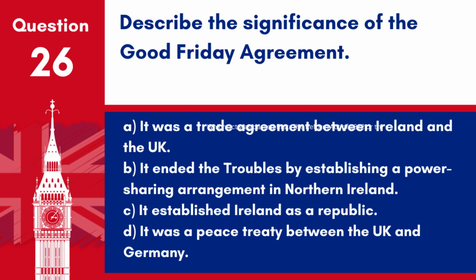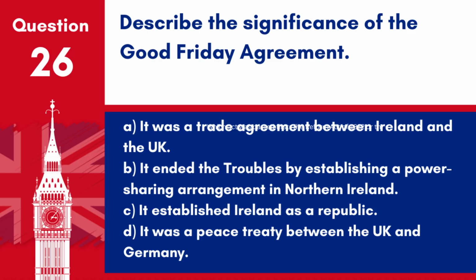Question 26. Describe the significance of the Good Friday Agreement. A. It was a trade agreement between Ireland and the UK. B. It ended the Troubles by establishing a power-sharing arrangement in Northern Ireland. C. It established Ireland as a republic. D. It was a peace treaty between the UK and Germany.